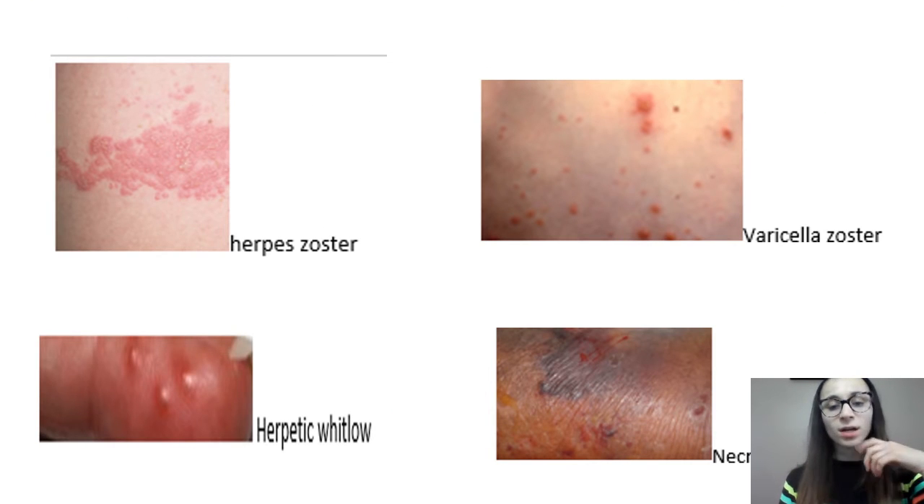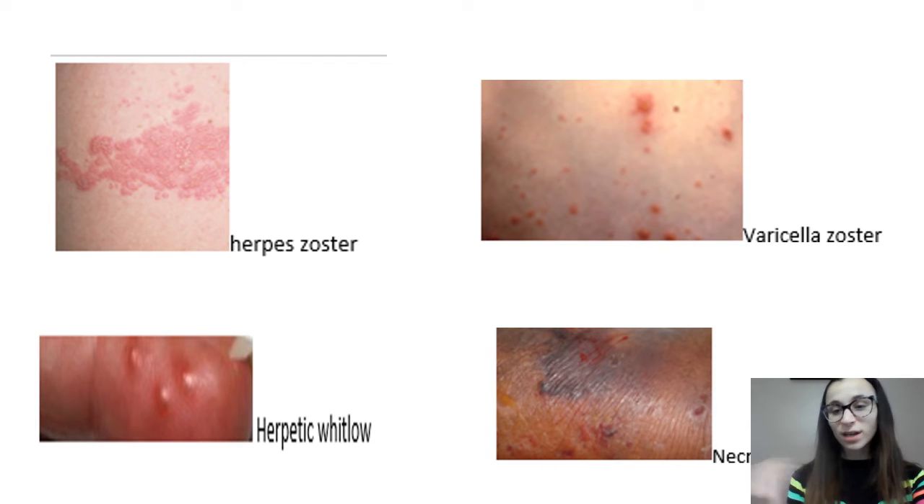Okay, now we're going on to four more conditions, and number one we're going to be talking about is necrotizing fasciitis. That is the bottom right corner in the picture. It's an infection of the deep soft tissue, which leads to destruction of the muscle fascia and the subcutaneous fat near the muscle fascia. The cause is the same, bacteria entering the skin.